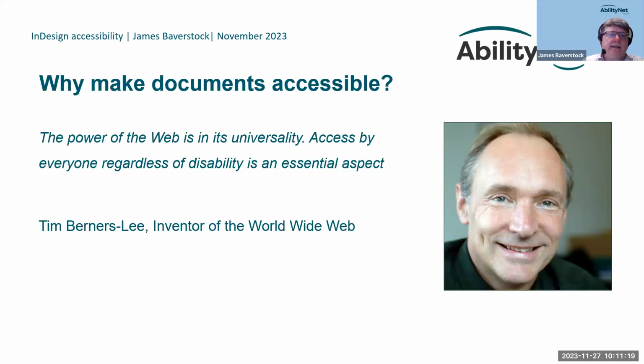So just to start off, to make sure everyone is on the same page in terms of the basics of accessibility, I'm going to quickly describe what accessibility is and how it can be applied generally to documents to start the session. We start on this slide, and we have here a photo of Tim Berners-Lee, the inventor of the World Wide Web, and a quote from him that the power of the web is in its universality. Access by everyone, regardless of disability, is an essential aspect. And this is the core reasoning behind why we want to make our content accessible.